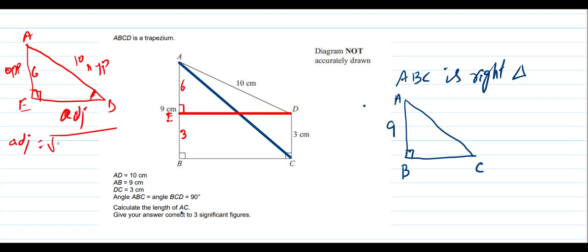Adjacent is equal to the square root of the hypotenuse squared minus opposite squared, because you have the opposite. So adjacent is ED. What is the hypotenuse? 10 squared minus 6 squared. So square root of 100 minus 36, 64, so 8. It means this is 8. If this is 8, this will also be 8 because it is a rectangle and opposite sides of a rectangle are equal. And you have to show all that working. Okay?